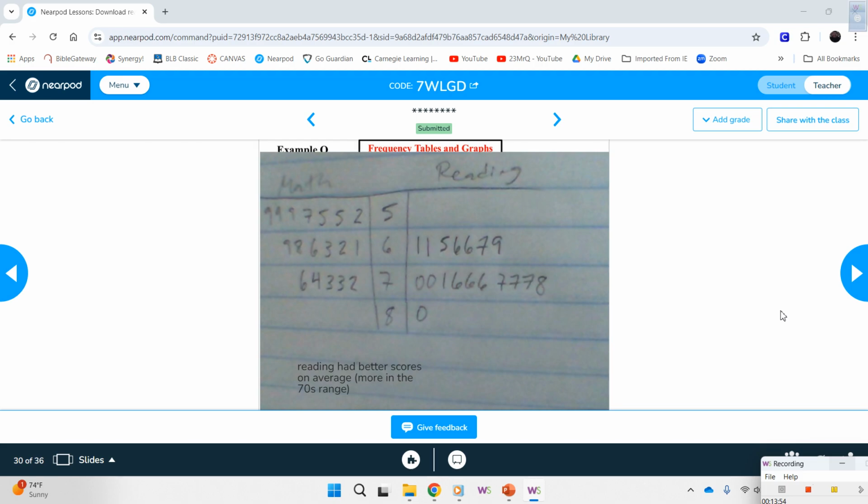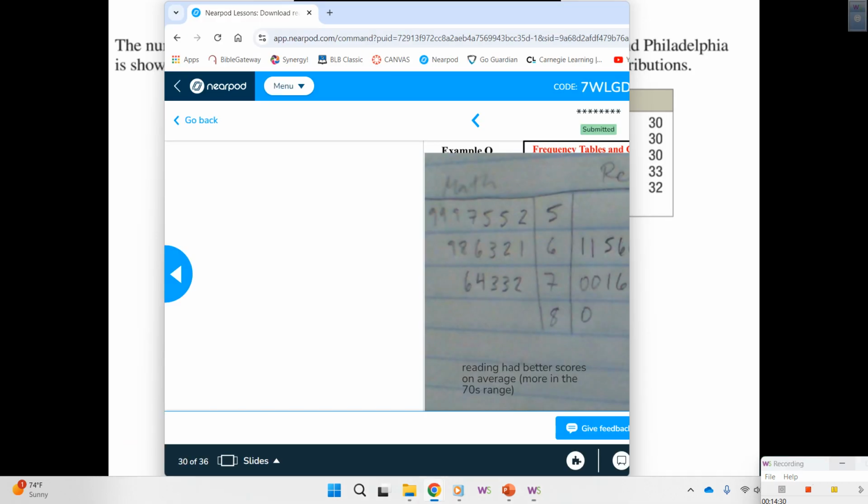All right, so I saw those of you that already sent yours in, that they look something similar to this. And the conclusion being that reading had better scores on average than math. All right? Hands up if you agree with that conclusion. Yes? From 1 to 5, how comfortable are you with back-to-back stem and leaf? Yeah, we got this, right? All right. So, with that said, send me what you have, please, just to see what you did.